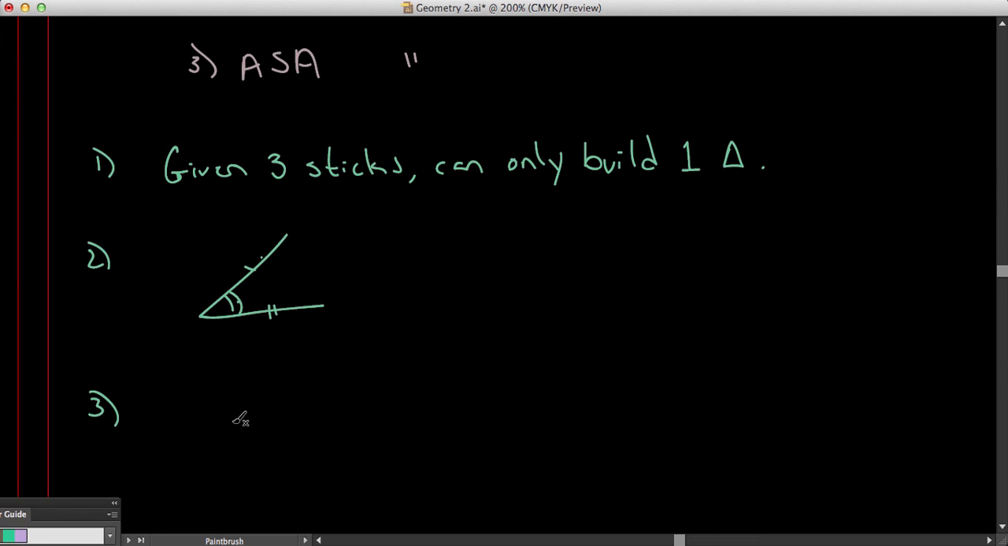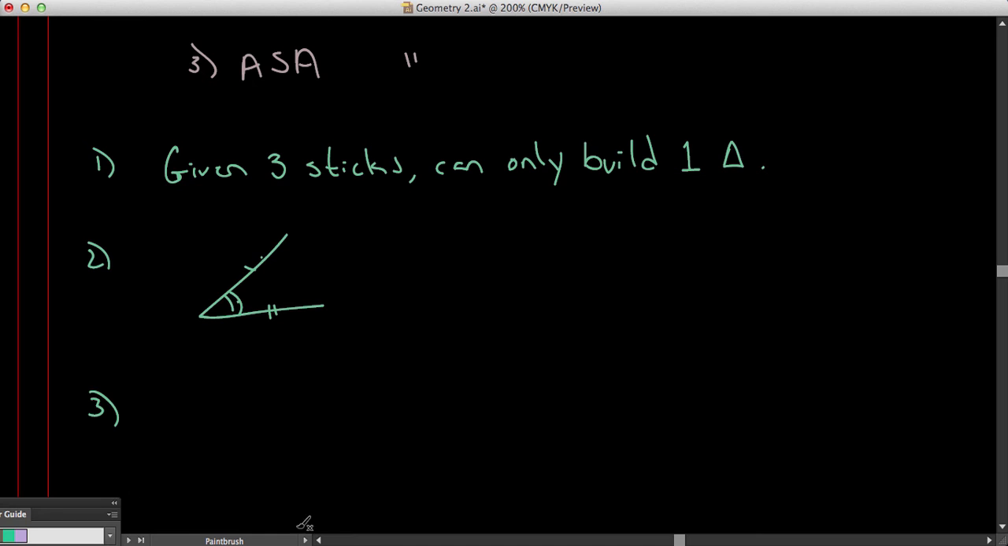And then if we look at the third one, it says angle, side, angle. Now this one's a little bit more difficult to visualize. But imagine you're given one stick, and then you're told that to complete the triangle, you have to complete the triangle by placing any size sticks on the ends, but pointing in a specific direction in 2 dimensions. So there's really only one triangle that can be formed by this idea.